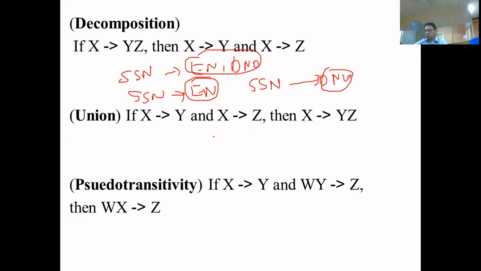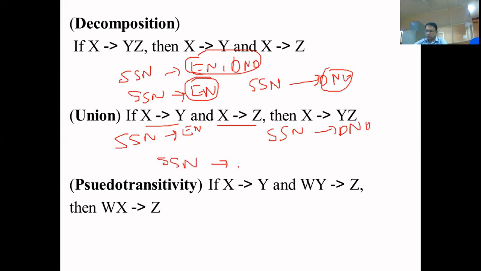Union or additive rule. In the case of the union or additive rule, if you have X determines Y and X determines Z, then I can write it as X determines YZ. So I'll take the reverse of this one. If I have SSN determines employee name and SSN determines department number, I can write it using the union or additive rule as SSN determines employee name, department number. This is the union and additive rule.